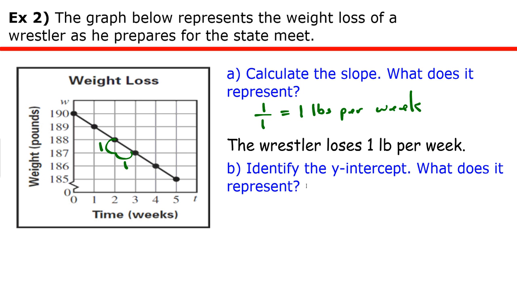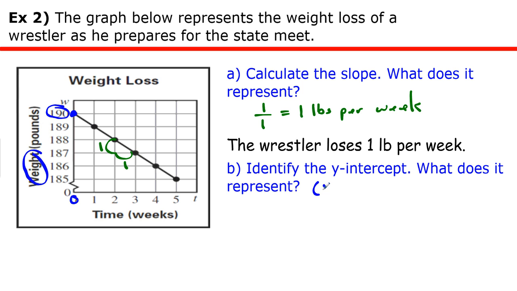Then he wants to identify the y-intercept and what does it represent? Well, the y-intercept, of course, is where it crosses the y-axis. So that is simply just this value right here. It's also known as your starting value or your starting point or starting height or whatever. Here, of course, we're looking at weight. So at 0 weeks, which means the start, he is what? 190 pounds.